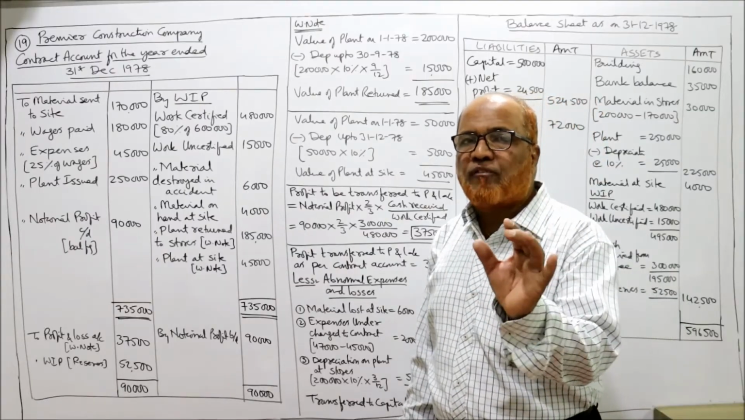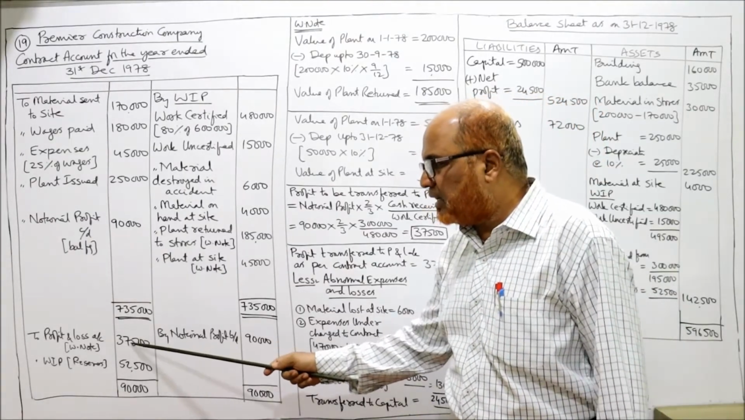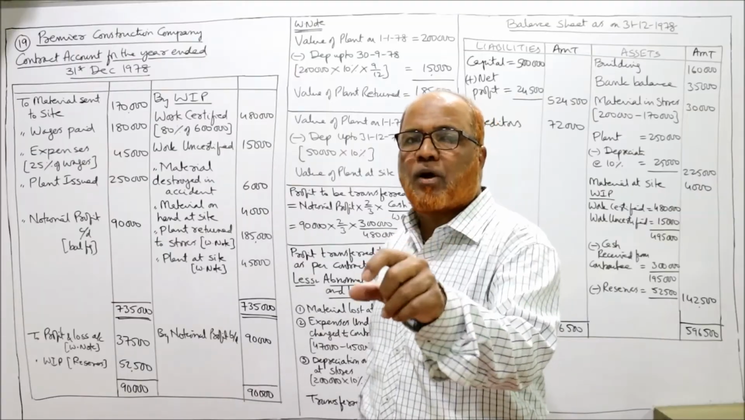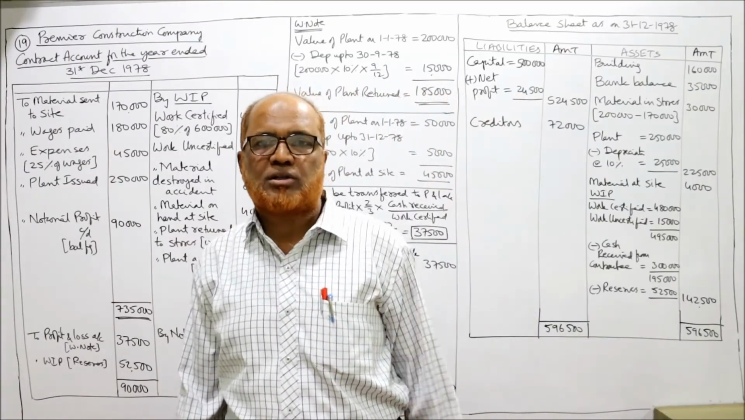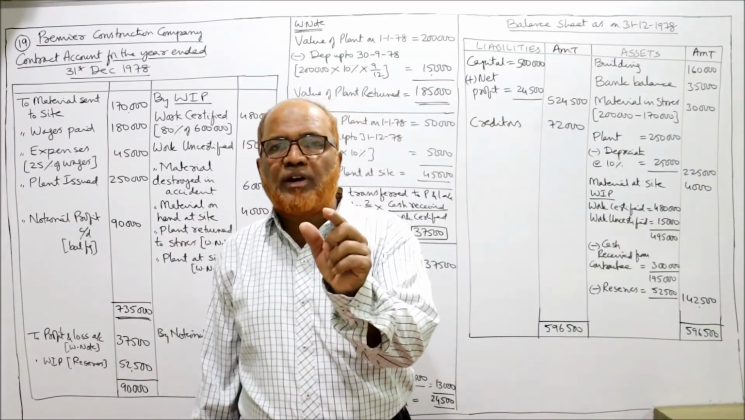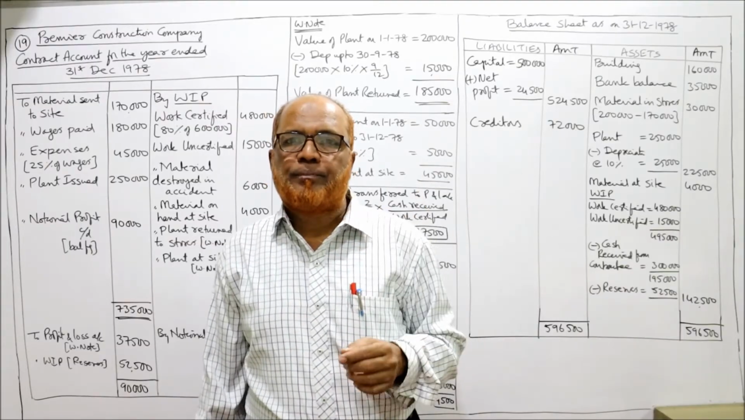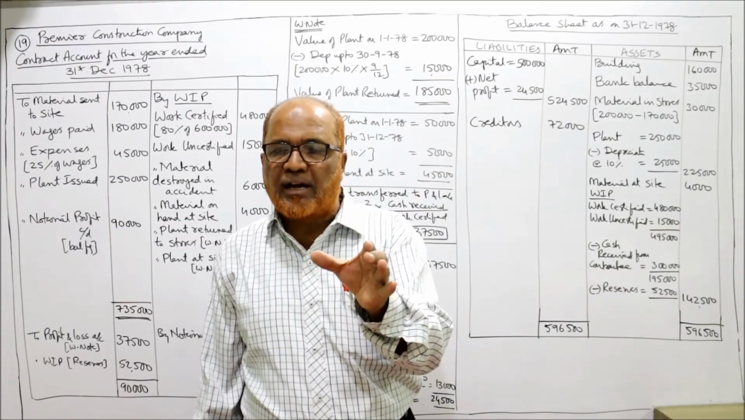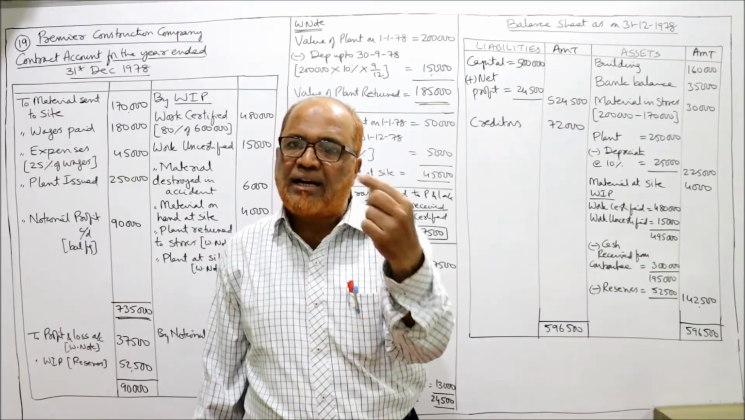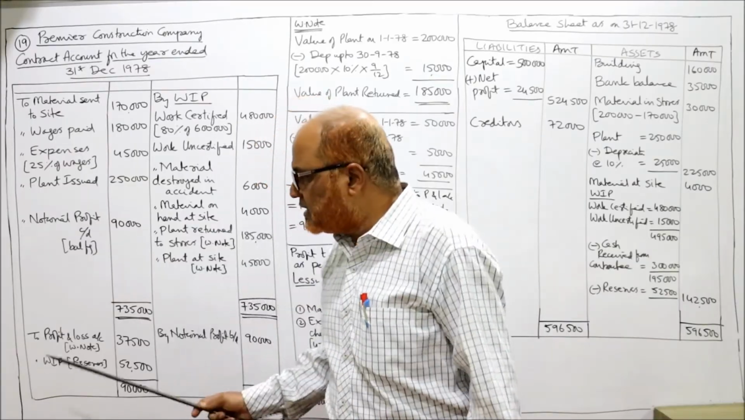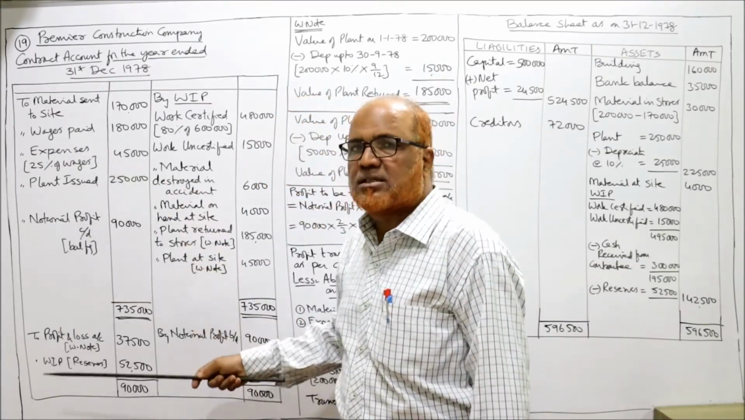Now how much profit transferred to P&L account? 37,500 rupees is the profit transferred to P&L account. See here. Normally the profit will be added to capital. In the balance sheet liability side, the profit will be added to capital. But here this is the profit from this contract.